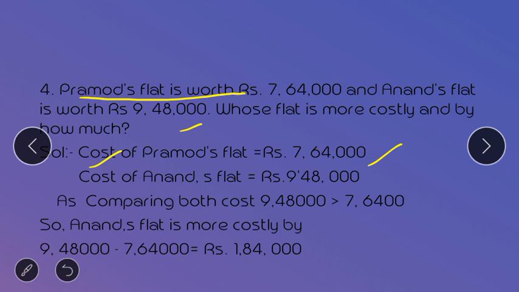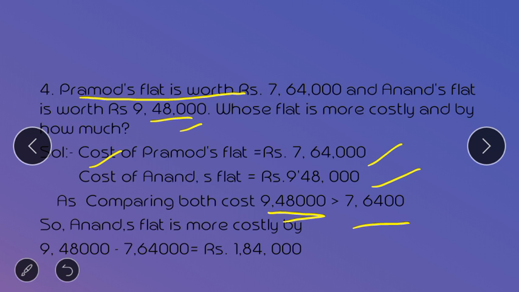Cost of Anand's flat, what is the cost? 9,48,000. So whose flat is more costly? What do you have to do to know that? We have to compare. Like you have got 10 apples, your brother has got 20 apples. How will you come to know who has more apples? By comparing the numbers only, no? Because the brother has got 20 apples, that is more. Here also we are doing the same thing, comparing the cost of both flats, and we got that 9,48,000 is greater than 7,64,000.